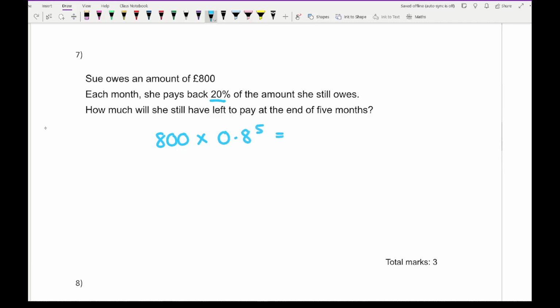So then typing that all into my calculator, I get 262.144. And then because it's dealing with money, I need to round to 2 decimal places. So it's £262.14 left to pay.